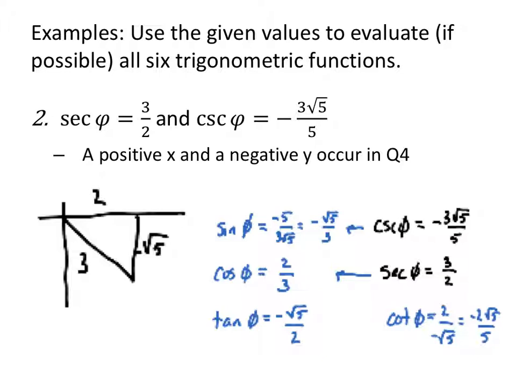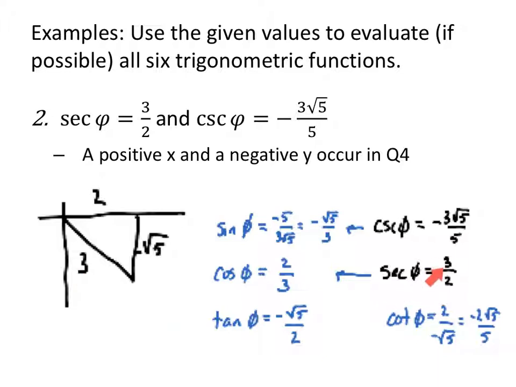So the secant being positive and the cosecant being negative means the cosine is positive and the sine is negative. That tells me I must be in quadrant 4. The secant is the reciprocal of cosine, so my hypotenuse is 3 and my adjacent is 2, which tells me that my y value will be a negative square root of 5. Given cosecant, -3 square root of 5 over 5, I can find the reciprocal and then rationalize my denominator. I'll end up with negative square root of 5 over 3.